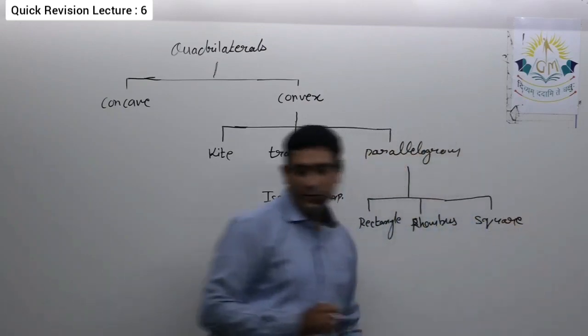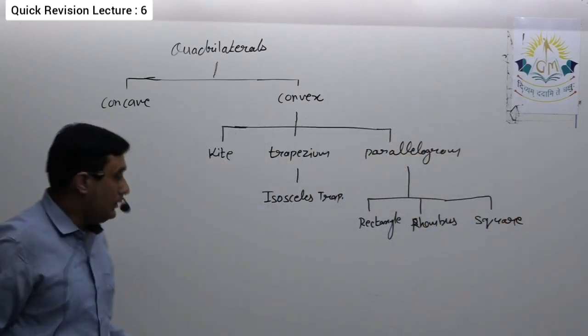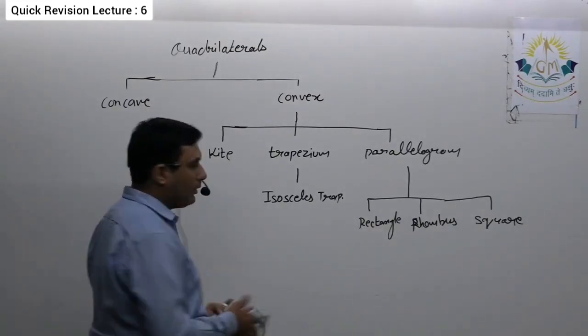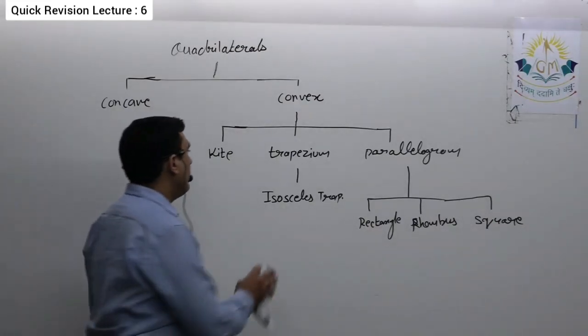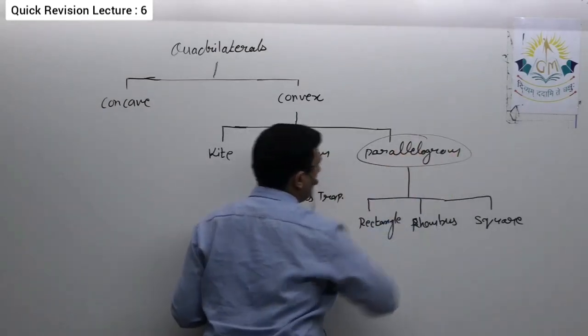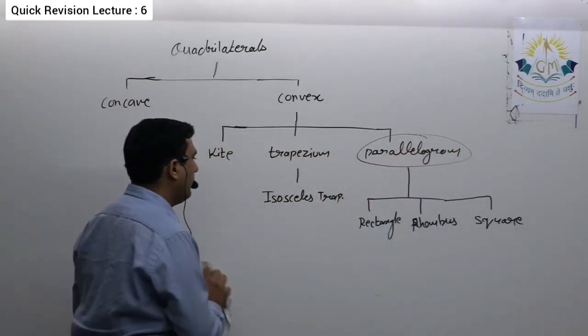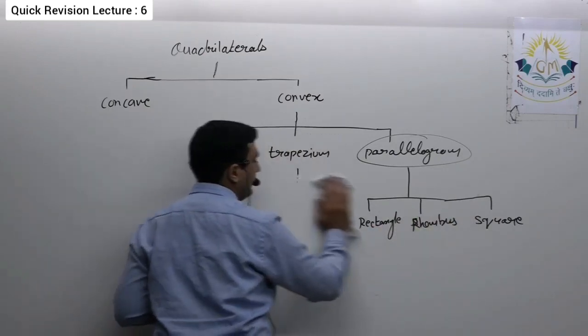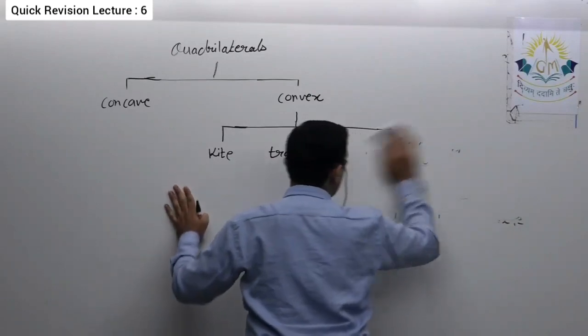Now we'll see the definition of each and every quadrilateral along with its properties. That is all about this chapter. Okay, we have to concentrate on the properties, especially the properties of parallelogram, that is the properties of rectangle, rhombus, and square. So let us start with the concave quadrilateral.